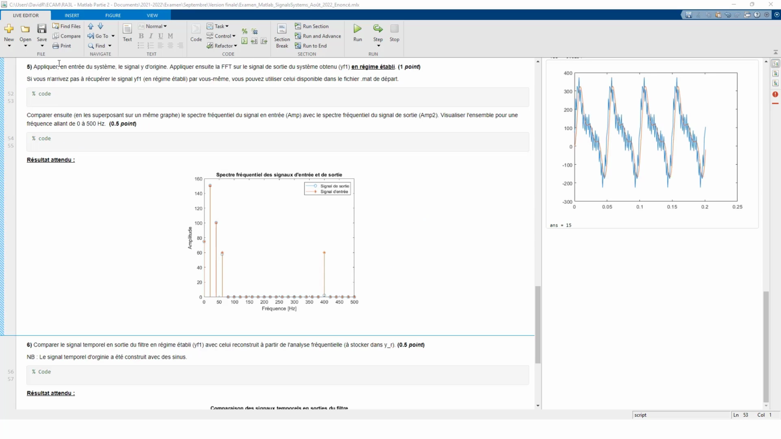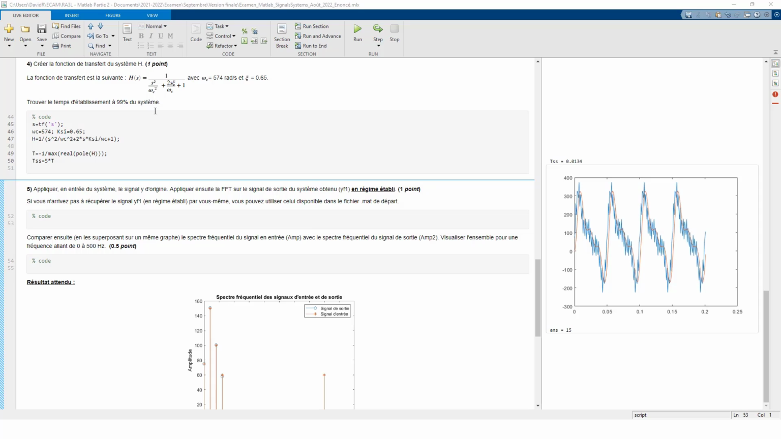Question suivante, on nous demande d'appliquer en entrée de ce système, de ce filtre, le signal Y d'origine sur lequel on a travaillé, et puis d'appliquer la FFT sur le signal de sortie qu'on aura obtenu en sortie de ce filtre, mais en régime établi. Donc première chose à faire, ça va être de voir quelle est la réponse du filtre quand on vient le solliciter avec le signal d'origine.